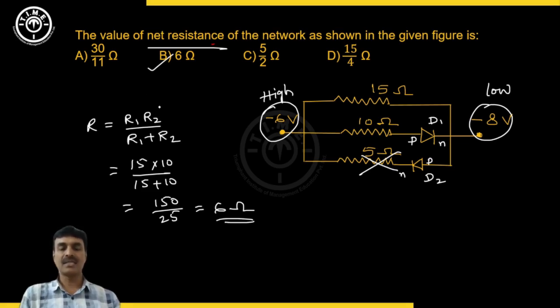Okay. So this is the question purely based on forward and reverse bias modes of the diodes. You need to identify which diode is in forward bias mode, which diode is in reverse bias mode. Then easily you can answer these questions.